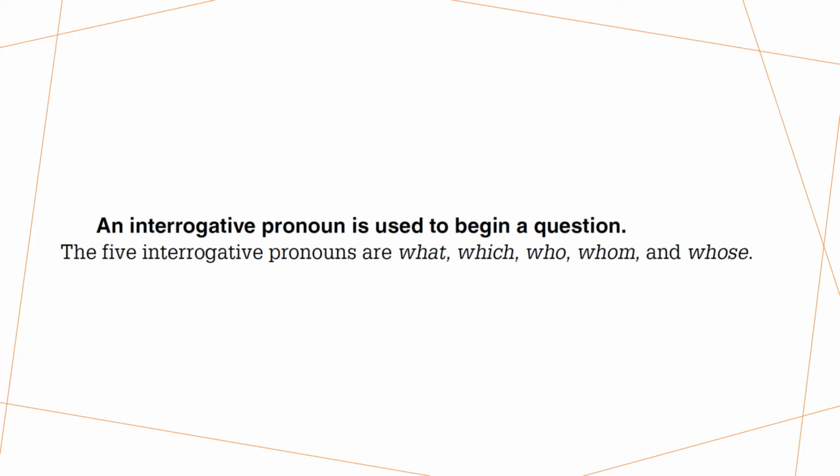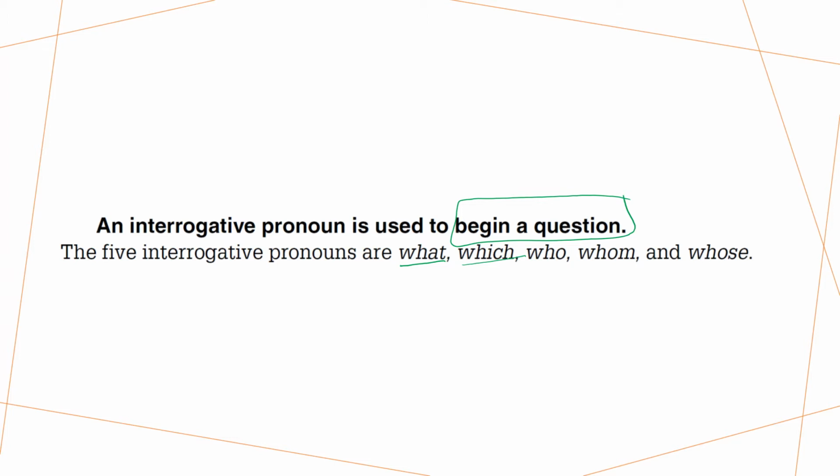So, an interrogative pronoun is used to begin a question. So we use an interrogative pronoun to start questions or to write questions, okay, to begin a question. The five interrogative pronouns are what, that we use to ask for information, and which, which we ask usually for choice, like what and which.